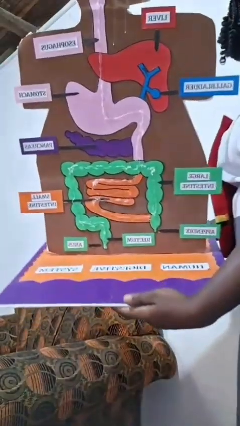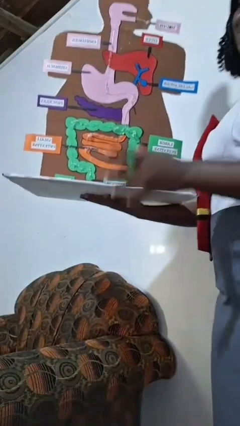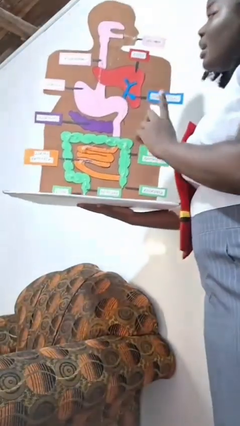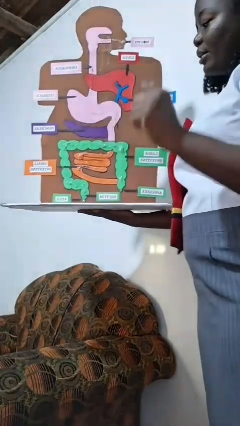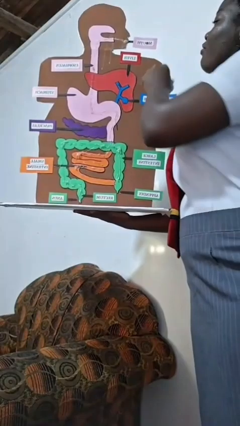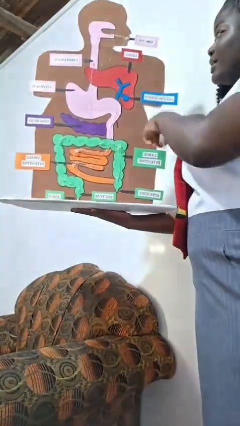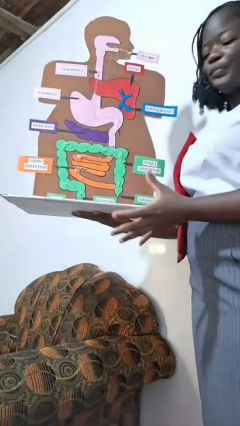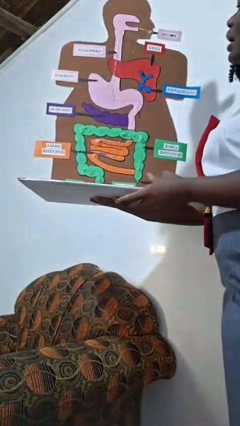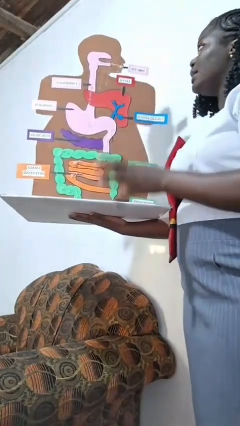Human digestive system. So this digestive system, the materials that were used are cardboards, markers, obviously. We have to print some stuff. And we have foam. We have to use foam in order to get this structure here, right? And the glue gun, we have to use the glue gun, yes.